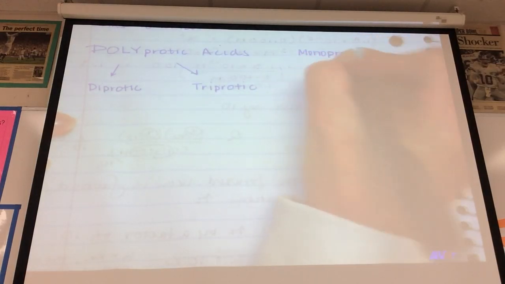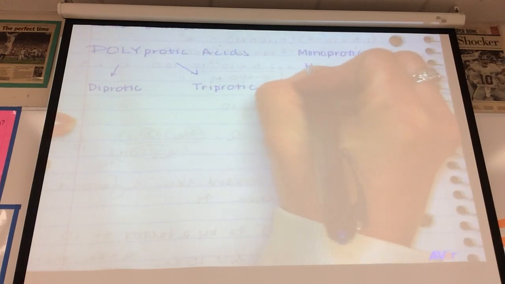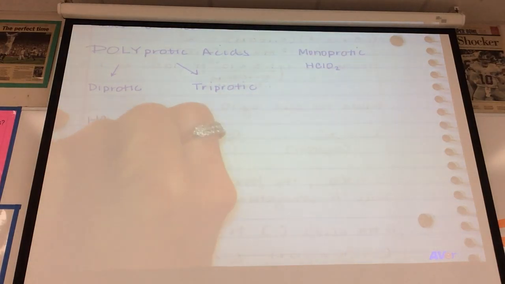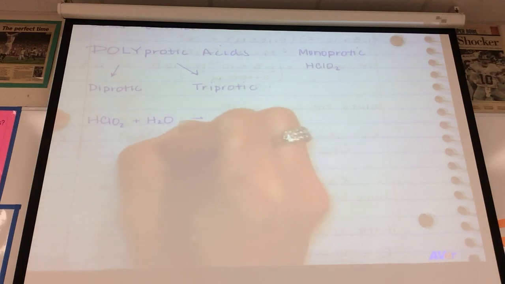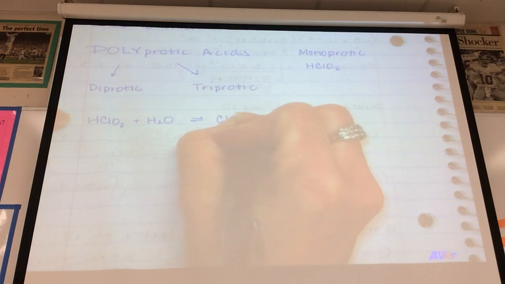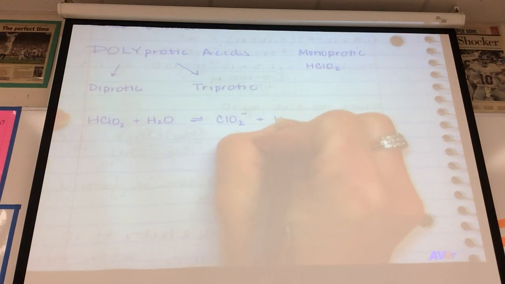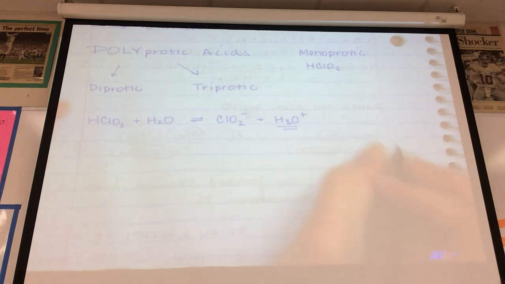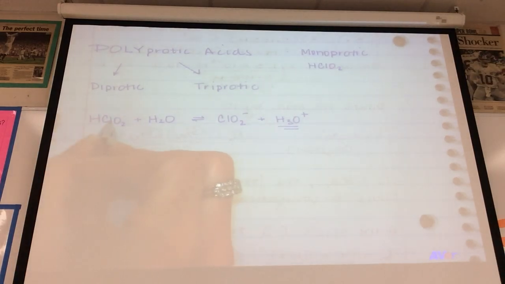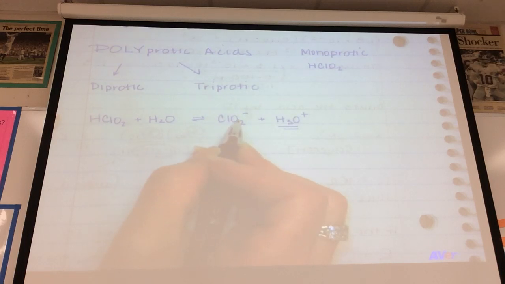Monoprotic is what you're more familiar with. For example, chlorous acid, where the acid hydrolyzes, generating the following. Remember, with an acid, you're going to generate hydronium ion. This is a monoprotic acid. It has one ionizable proton. Once you get to here, it can't ionize further.